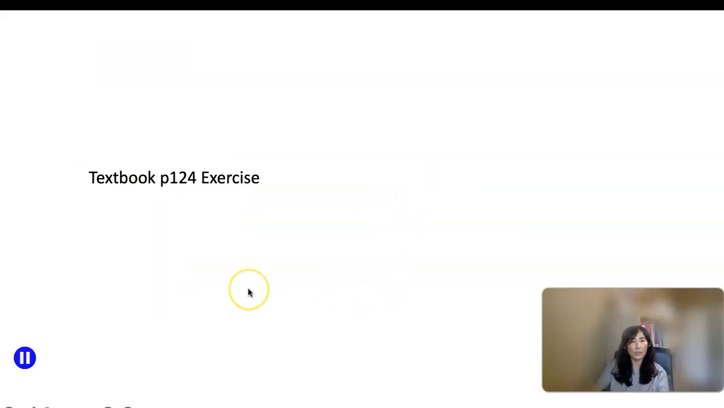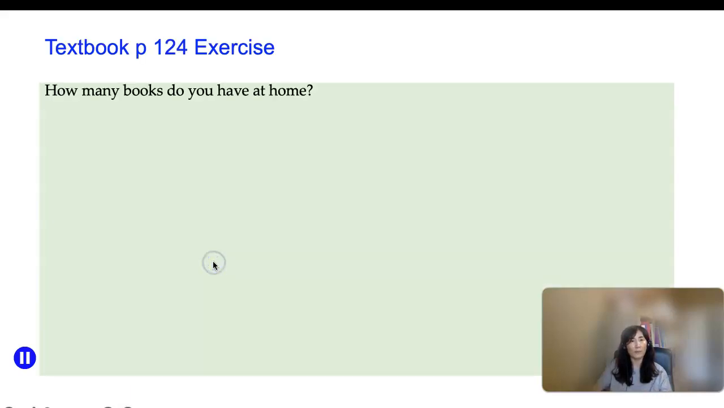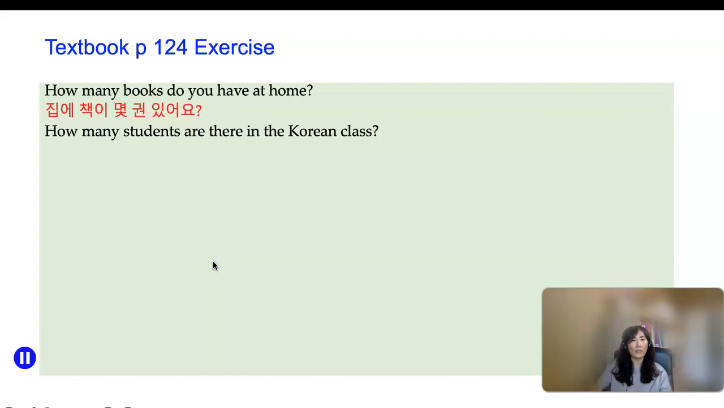자, I want you to turn to textbook page 124, exercise. How many books do you have? 집에 책이 몇 권 있어요? How many students are there in the Korean class? 한국어 수업에 학생이 몇 명 있어요?